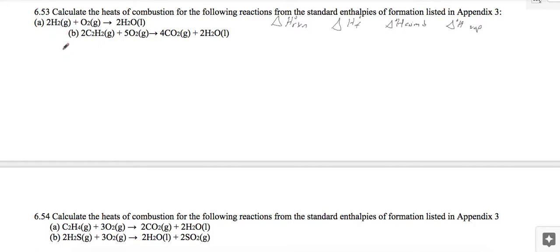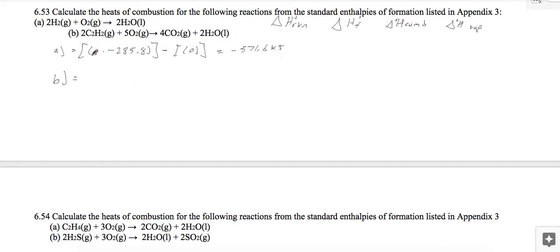So we take our enthalpy value for A and look up water. Water is negative 285.8 kilojoules per mole. And we subtract our reactants from that, which is going to be 0 because this is 0 and this is 0. End up with negative 571.6 kilojoules. Not to confuse you guys.